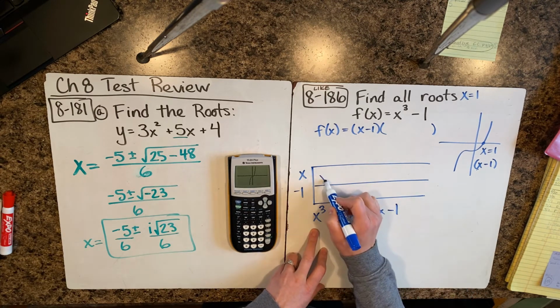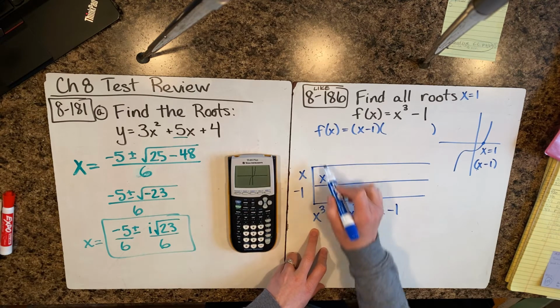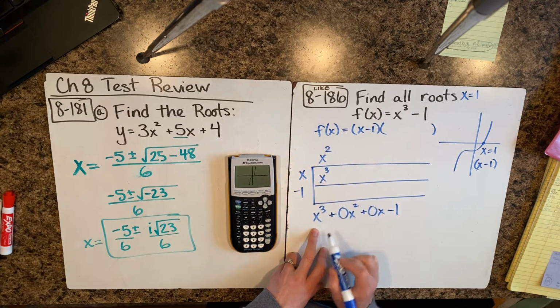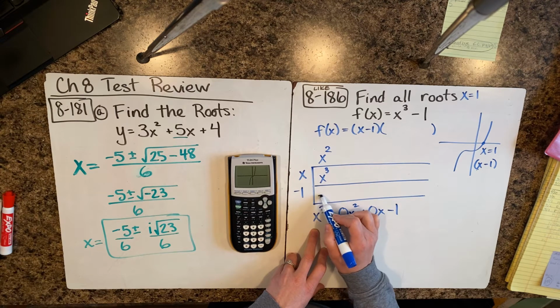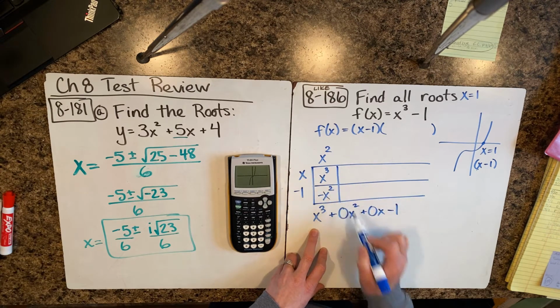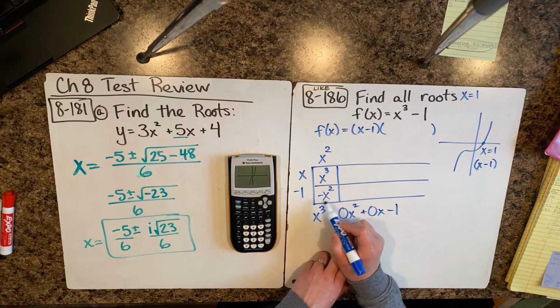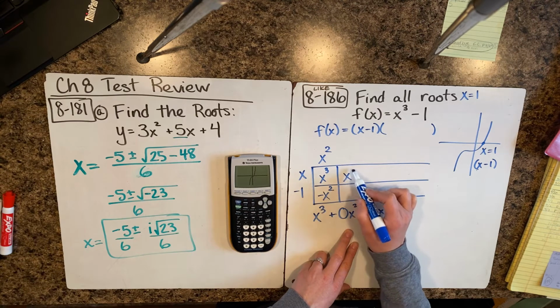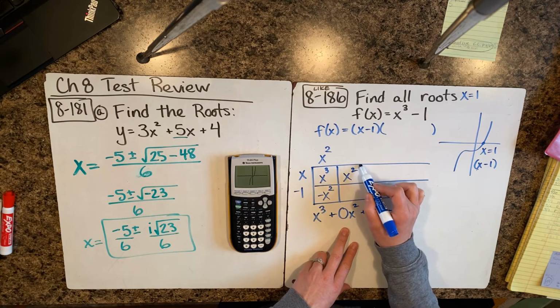My x squared goes on top, okay? x squared times x gives me x cubed. x squared times negative 1 gives me negative x squared. But I'm supposed to have 0x squared. Negative 1 plus 1 will make 0x squared.